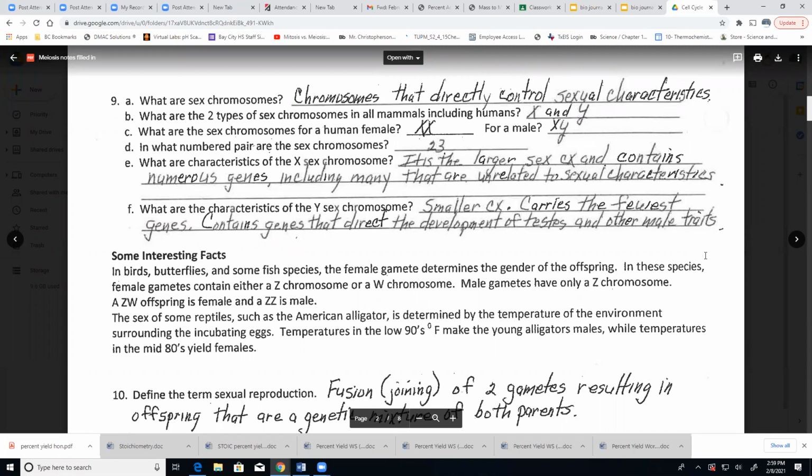The X is the larger sex chromosome, and contains numerous genes, including many that are unrelated to sexual characteristics. Is that what you needed? So the X is larger than the Y chromosome. Females have 2 X chromosomes, so they have a little bit more chromosome material. Some people say that's why females are smarter than males. Yeah.